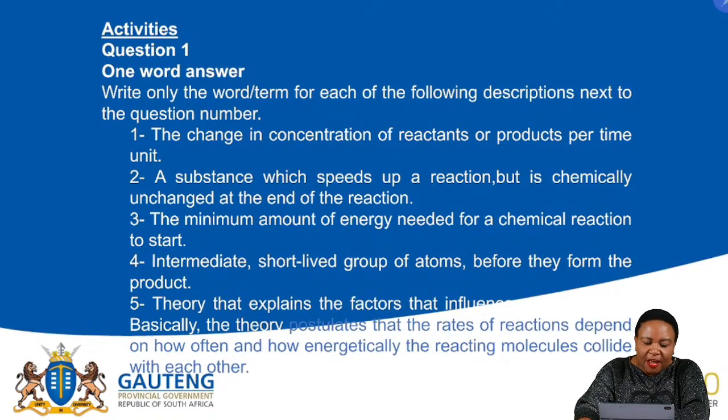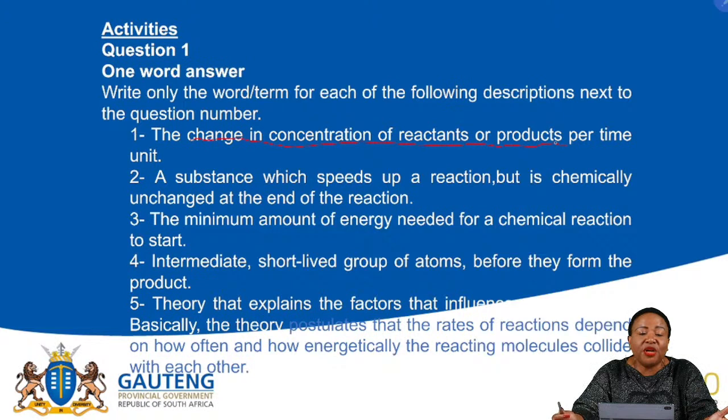in our previous slides. The first thing that you are asked is to write down the word or term for each of the following descriptions next to the question number. So the first one says the change in concentration of the products or reactants per unit time. So you can see that there is a change in concentration of products or reactants per unit time. So immediately when you see such a question, what comes into your mind? You will go back and check what is explained by the change in concentration.